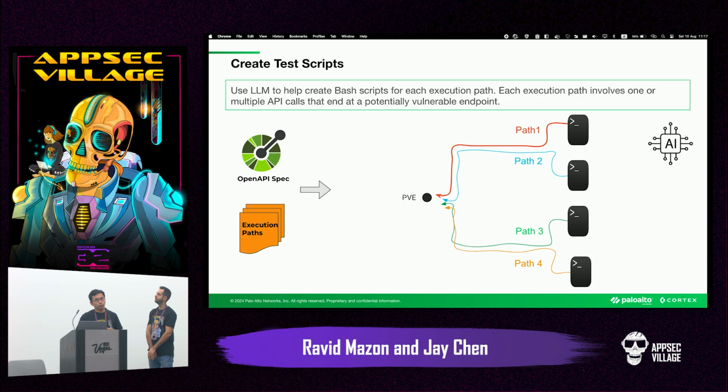In the last stage, we then turn each execution path into an executable bash script using a large language model and run the script to actually send HTTP requests to the target endpoint. The process is more complicated than just generating and sending the request, as Ravid will explain in the next few slides.